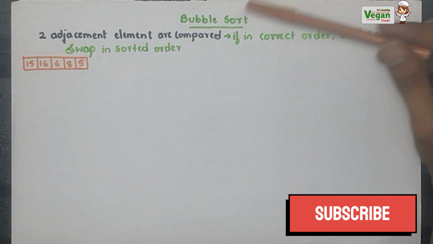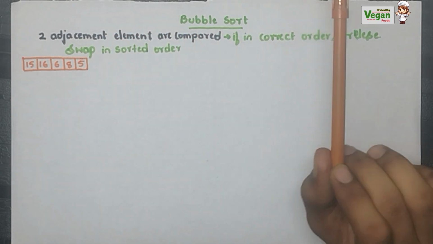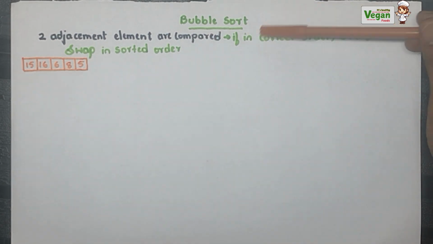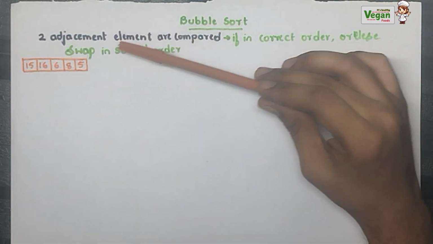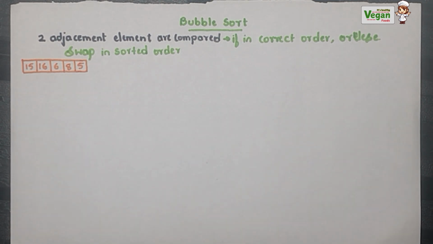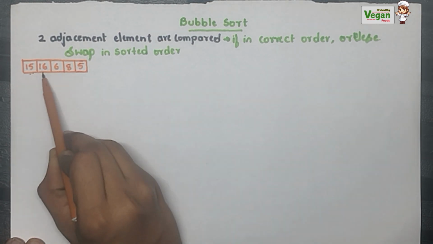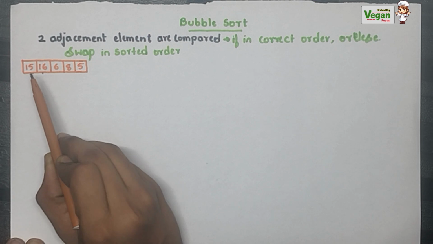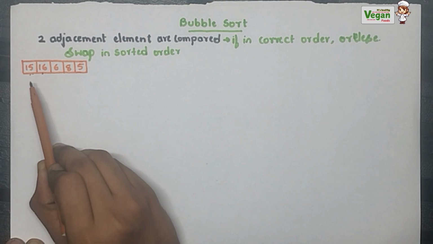Now if we discuss the bubble sort, what it says is: if two adjacent elements are compared and they are in the correct order, keep them like that only, or else swap them into sorted order. We can sort in two ways, descending order or ascending order. In most exams they will ask to sort in ascending order, which means increasing order. So we will compare two elements. If they are in ascending order, that is increasing order, we keep them as they are, with no changes. If not, we swap.